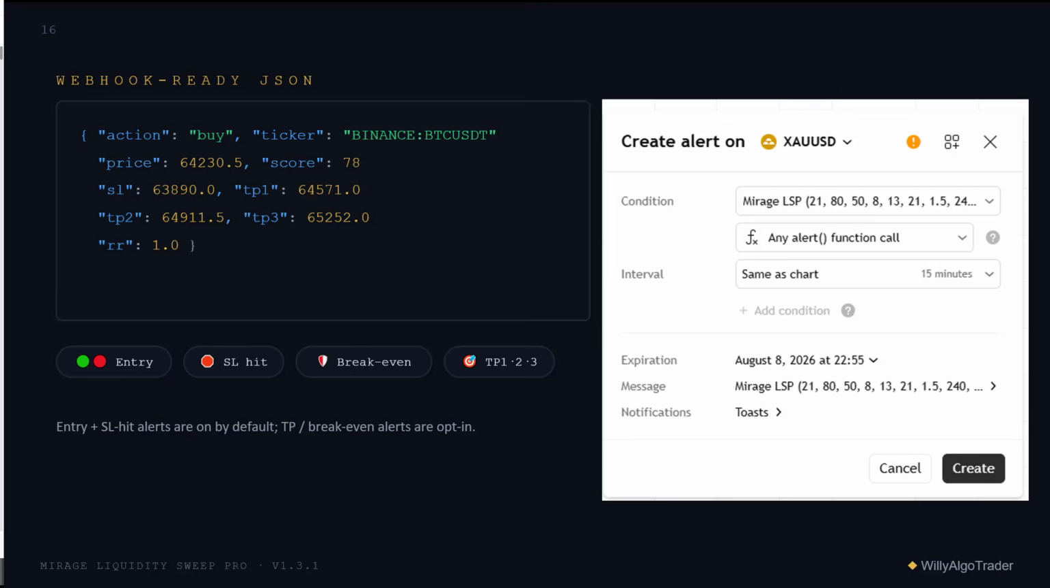Alerts are the full package. On entry, you get ticker, time frame, score, price, stop, all 3 targets, reward to risk, plus separate alerts for the stop, for break even, and for each target. 2 formats, plain text or JSON webhook if you're running a bot. Everything fires on bar close, set it once and walk away.